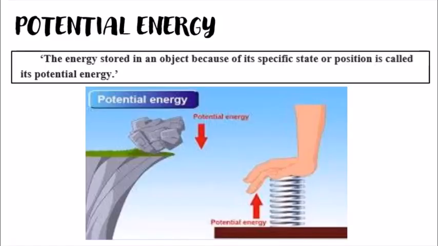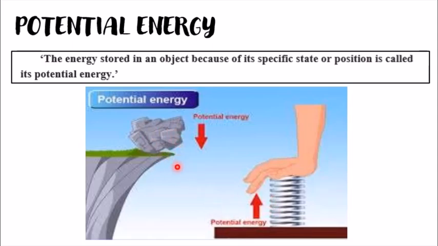Welcome back, children. Now, potential energy is the stored energy. The energy stored in an object because of its specific state or position is called potential energy. When a particular object is not moving, it is stable. It is in a state of rest. At that time, there is some amount of stored energy. That is called potential energy.